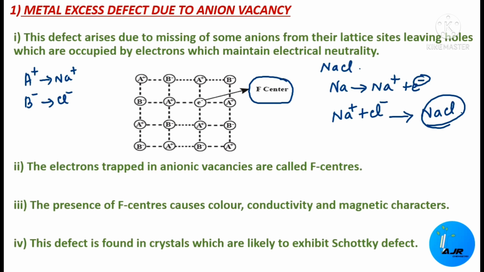The vacancy will be occupied by the electron furnished by the metal on the surface, and that center is called the F center. So the electrons trapped in anion vacancies are called F centers. Now, the presence of these F centers causes color.